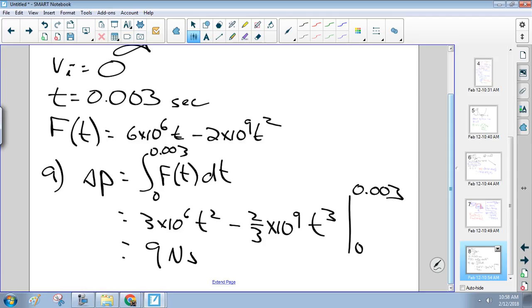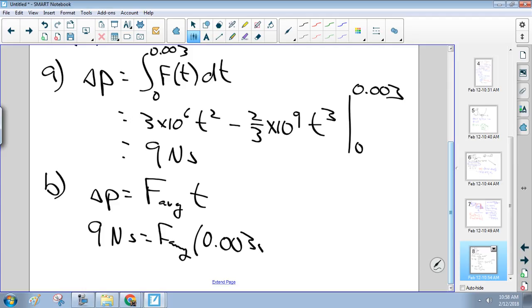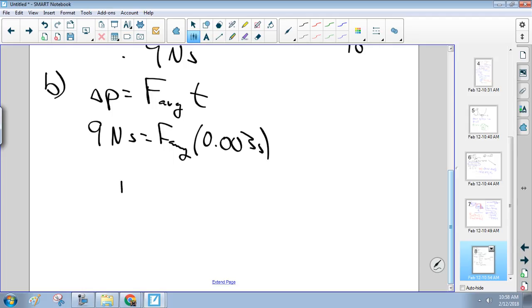B, find the average force. So that's where we come back to this. We just found our change in momentum, right? We know our time, so you just divide. And that gives you 3,000 newtons. Yep. Everybody good?